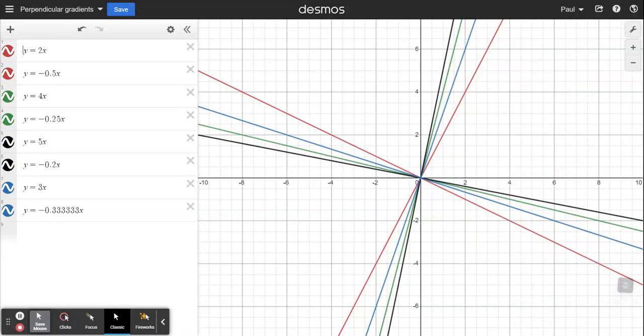But it also works the other way around. So 1 over a half is 2, 1 over a quarter is 4, or 1 over negative a quarter would be positive 4, 1 over negative a half would be positive 2. So they're negative reciprocals of each other.